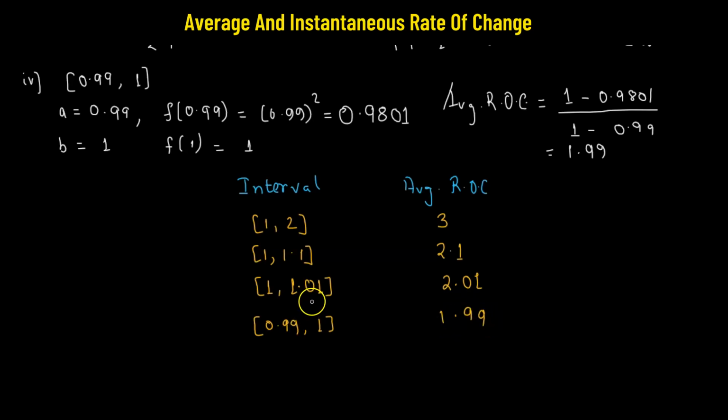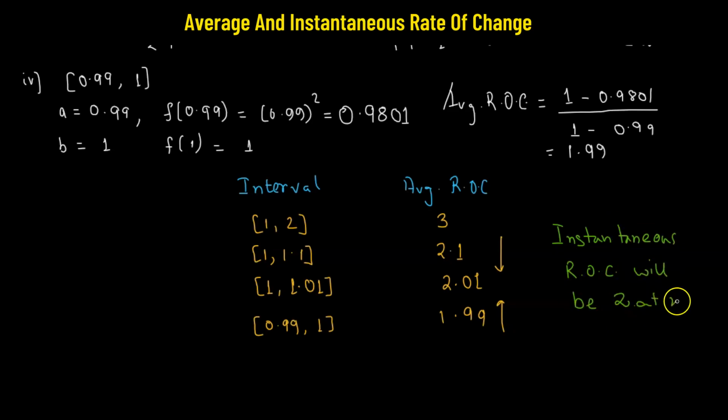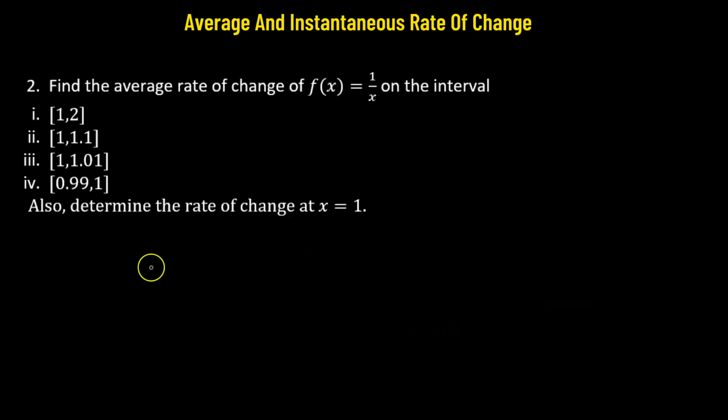So clearly there is a trend that we see here. As we are approaching the value 1, we see that the average rate of change is also approaching the value 2. So here we can say that the instantaneous rate of change will be 2 at x equals 1. So this is the instantaneous rate of change. This will be the value 2. Fine.